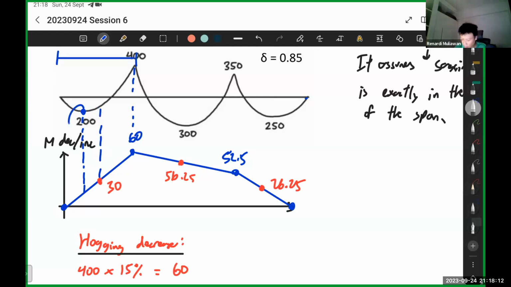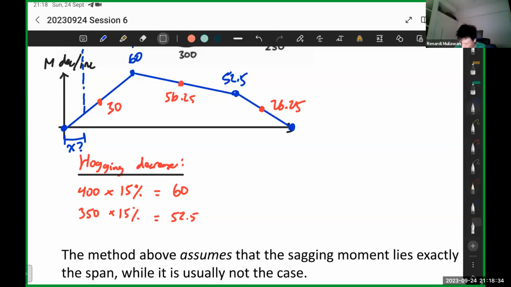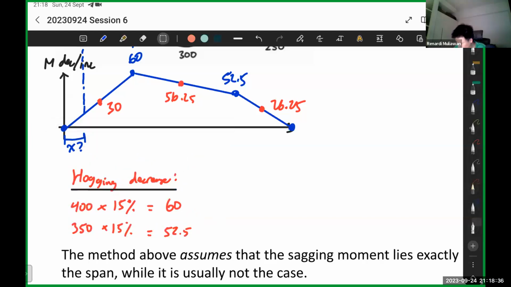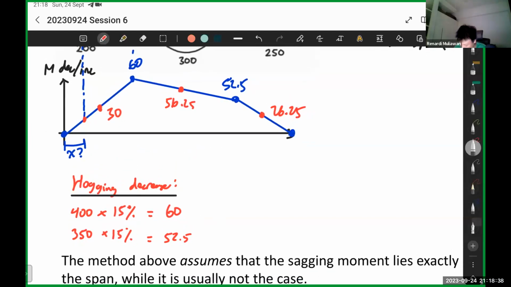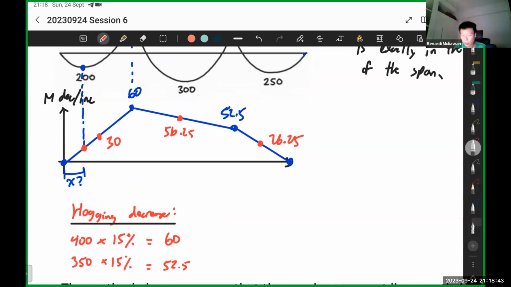But in actuality, the sagging moment is slightly to the left or slightly to the right. The same as this one, if you notice here, it's not exactly in the middle. So if you want to be very accurate, you need to find the distance. You need to find this x here, and then we just take the value here. I hope you understand.